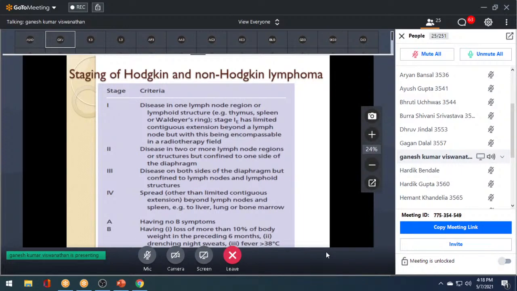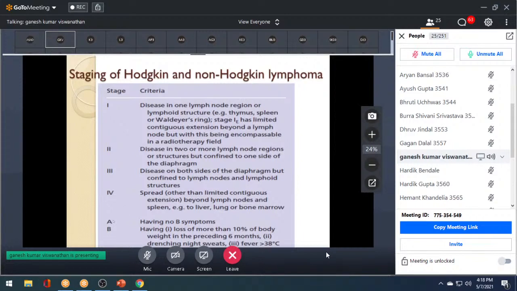Staging, we use Ann Arbor staging. Dr. Soumya explained that in detail. So the staging is from 1 to 4. 1 is very early stage, 4 is late stage. As you can understand, when the disease progresses to late stage, the prognosis is poor. In the early stages, the prognosis is much better.